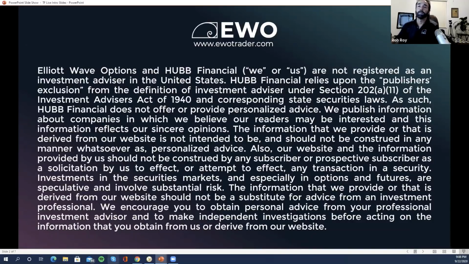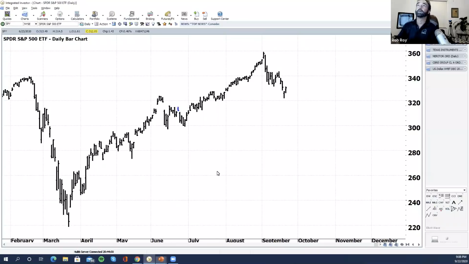So with that said, let's go ahead and take a look at the current market. Here we are. Here's the chart of the S&P. Note today, basically all we did was close the gap. Posted a note to our subscribers on our website.